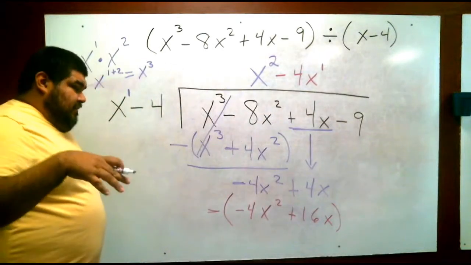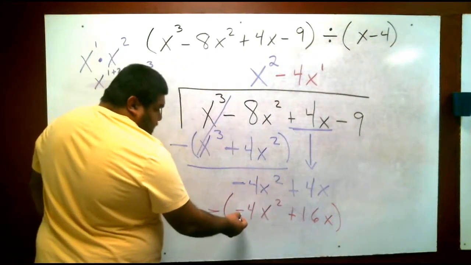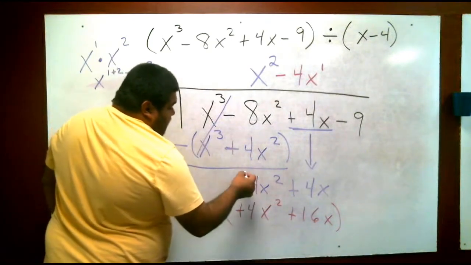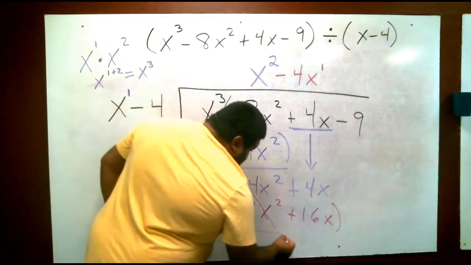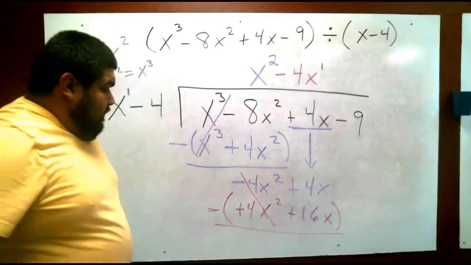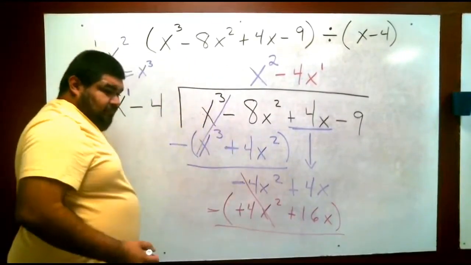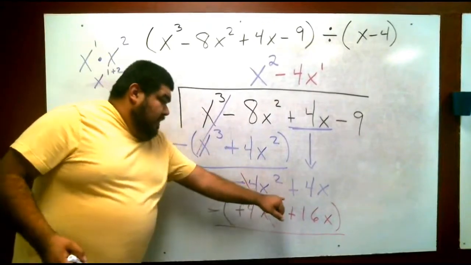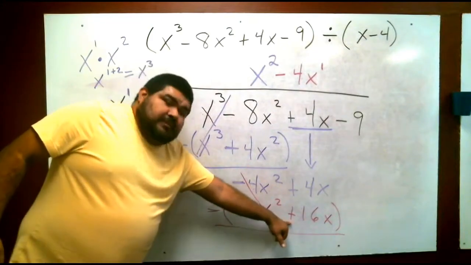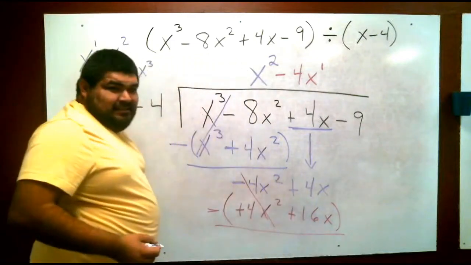So now we have negative 4x squared minus, so minus and minus makes this positive. So negative 4 plus 4 cancels out. Because remember, that's what we're trying to do. We're trying to cancel out as much as we can, okay? So now we have 4 minus a positive. Again, this becomes positive minus positive. Technically, this becomes a negative. Okay? So 4 minus 16.